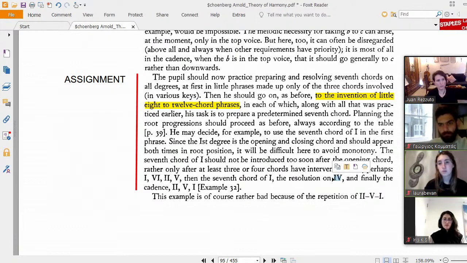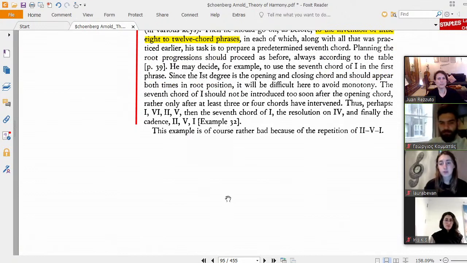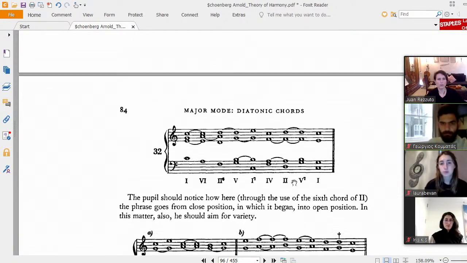Remember, which is the root motion of the resolution? 4th up. 4th up, there you go. And finally, the cadence 2, 5, 1, example 32. This example, of course, is rather bad because of the repetition 2, 5, 1. For example, you can have this.